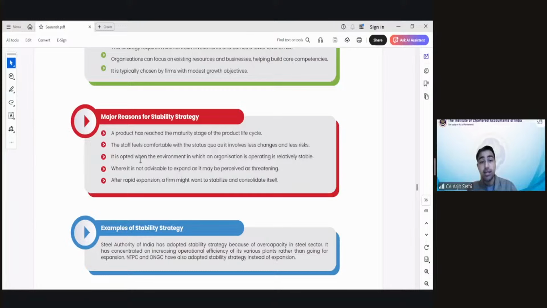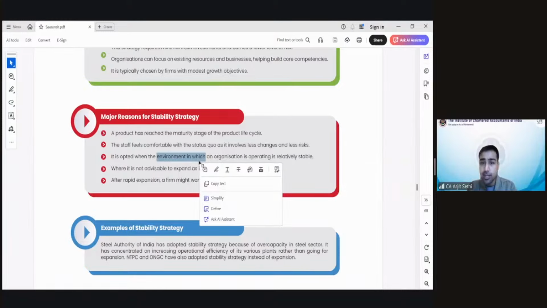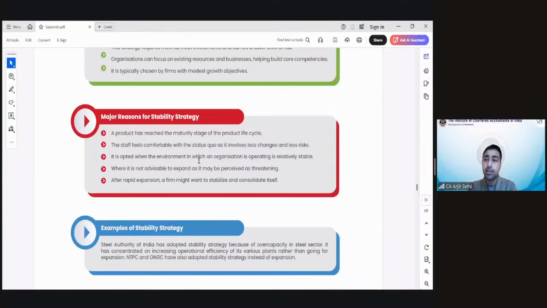Why? Because they have seen rapid expansion and now they're wanting to consolidate themselves. They want to stabilize their operations, understand where we are going, how we are going. Plus, their environment is also more stable. The competition is also stable. ऐसा तो है नहीं, competition is so high in e-commerce कि रोज नया कोई e-commerce company आ रहा है, ऐसा भी नहीं. So these are some major reasons for stability strategy. Okay.